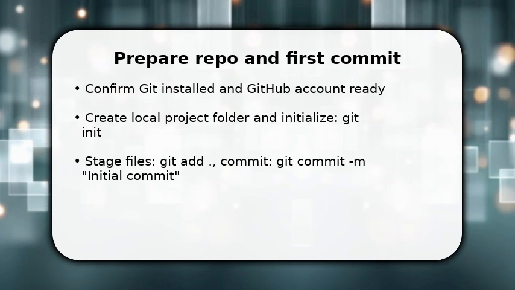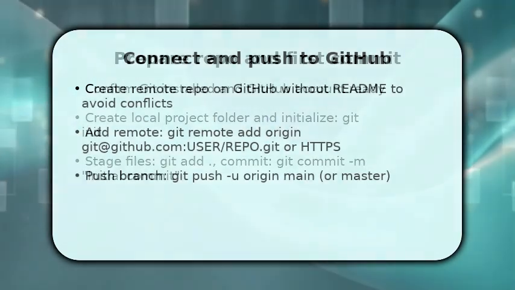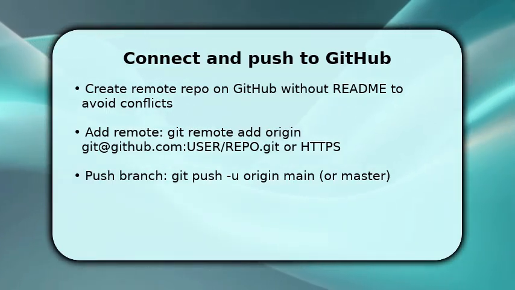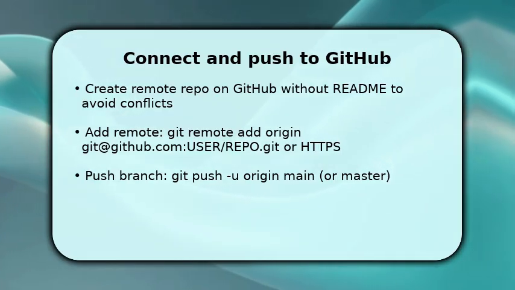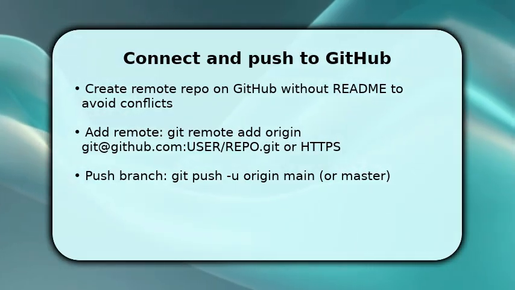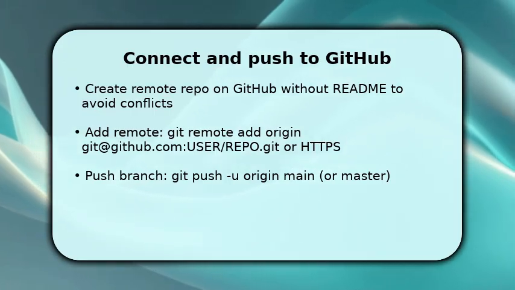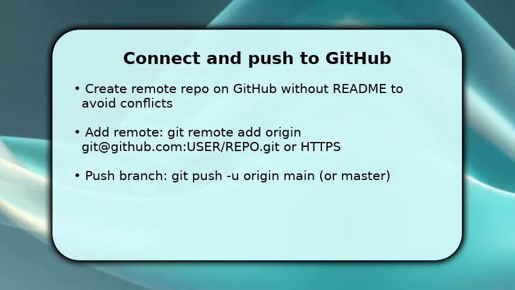Now link your local repo to the remote and transfer the code. On GitHub, create a new empty repository and copy its remote URL. Back in your terminal, add it as origin with git remote add origin URL. Once added, push your branch using git push -u origin main or master, depending on your branch name. The -u sets upstream for future pushes. If prompted, authenticate via SSH key or GitHub credentials.